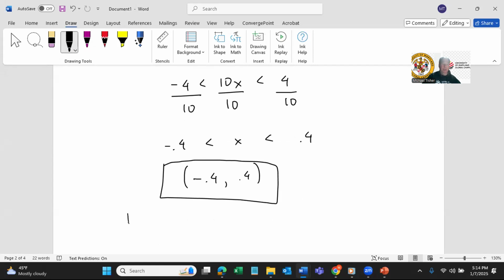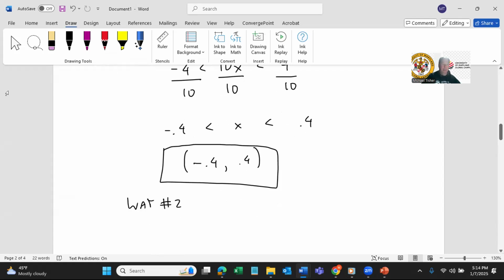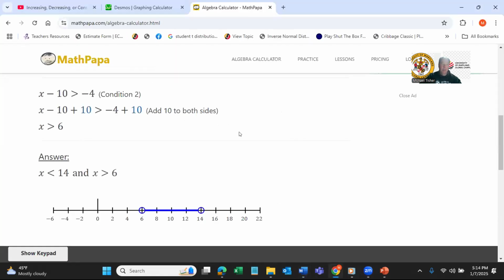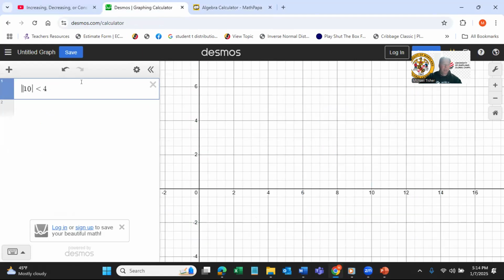Now let's do way number 2. For way number 2, we'll go to the Desmos graphing calculator and enter in the given inequality just as is. So that'll be the absolute value of 10x less than 4. And again, we get something similar here. It's kind of hard to see the negative 0.4 and the 0.4, but that's the basic idea right there.